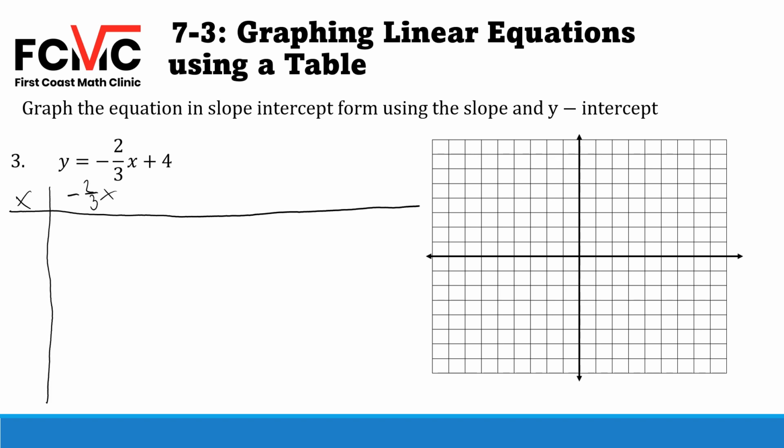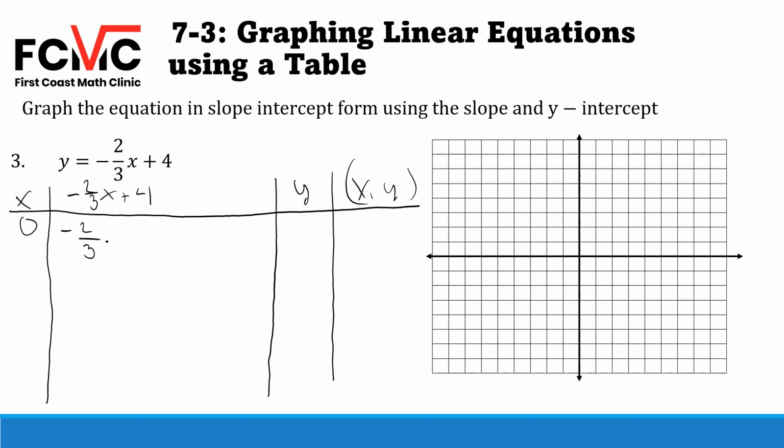Negative 2/3 times x plus 4. Then we're going to have y and xy. So again, 0 is a good choice because we could do negative 2/3 times 0 plus 4. Negative 2/3 times 0 is just 0, plus 4. 0 plus 4 is going to give us just 4. So I get 0, 4. So x is 0, y is 4.